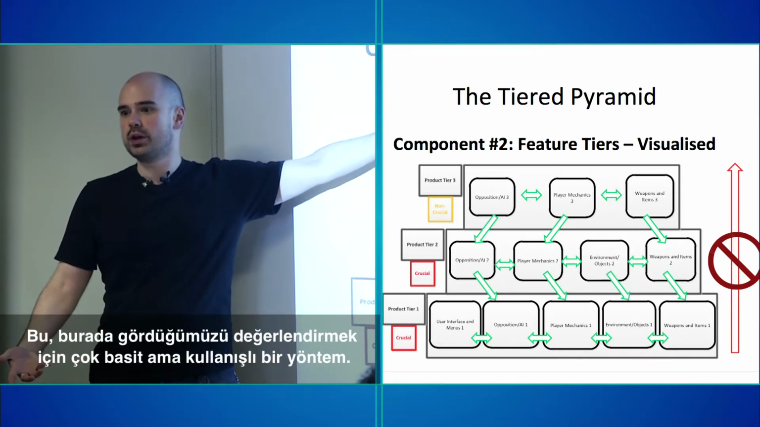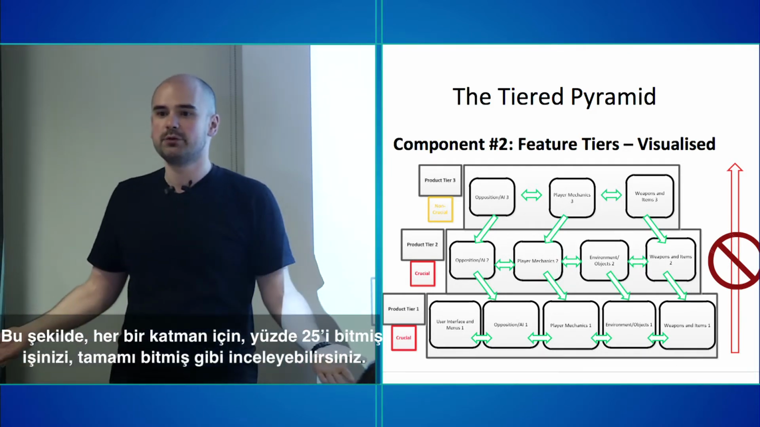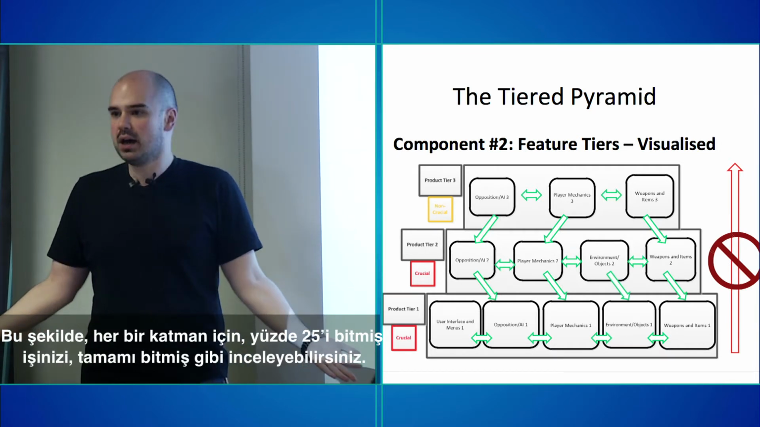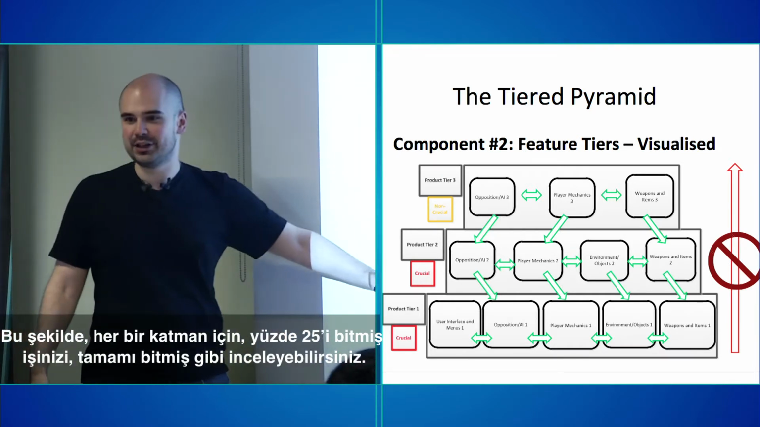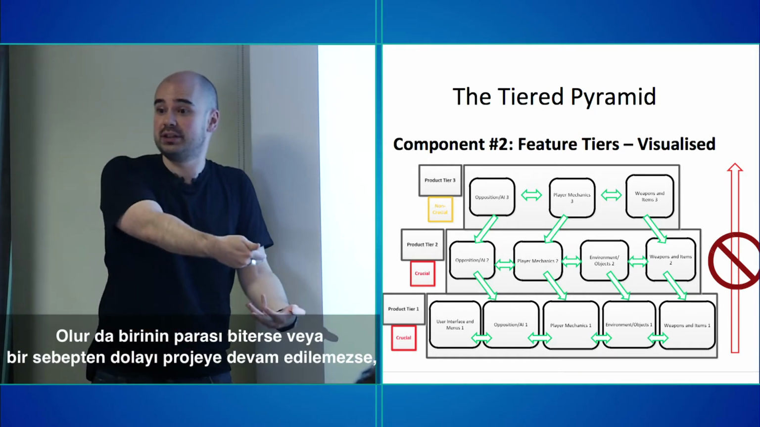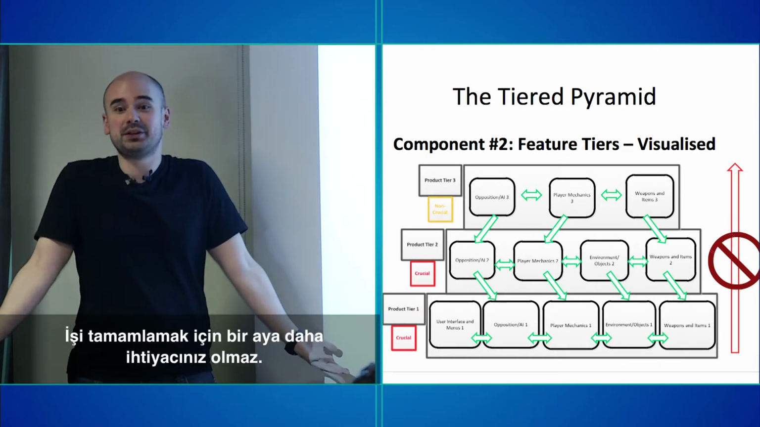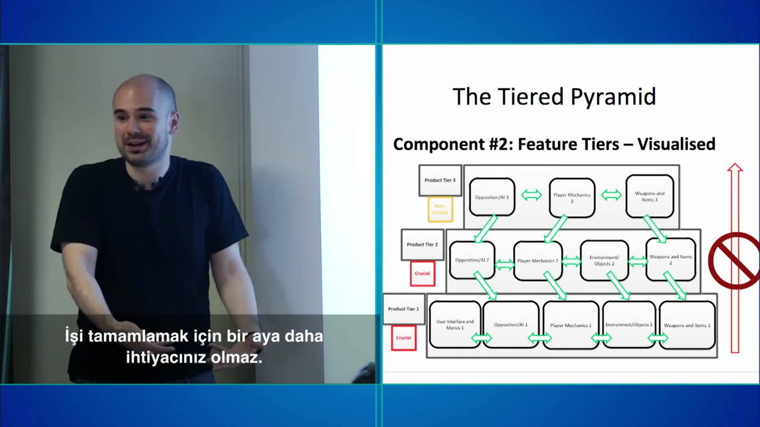Again, it's a very simplistic way of looking at it, but it's a very useful way of looking at it because it's a way of making your 25% done be 100% done for that tier. Because if someone runs out of money or for some other reason you can't actually continue the project, you can at least launch. You don't have to spend another month wrapping everything up again, right?